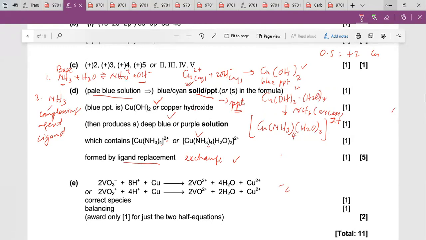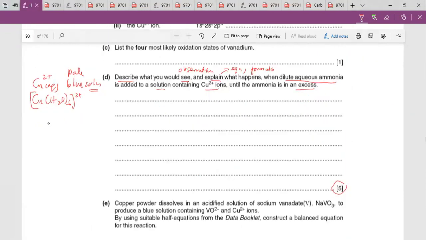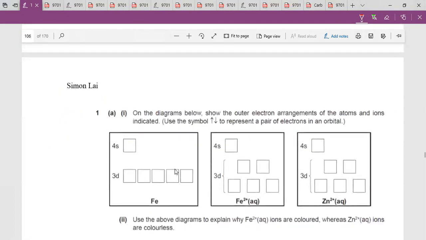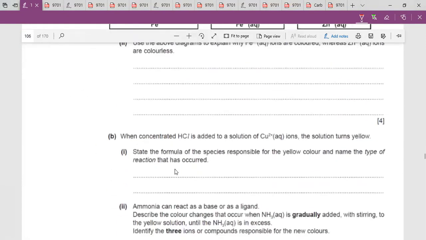Okay, right. Second one. You do 3 questions for copper. Copper is a very common one. Page 106. I prepared all these things so that it's easier. 106. Okay. All right, 106 is here.